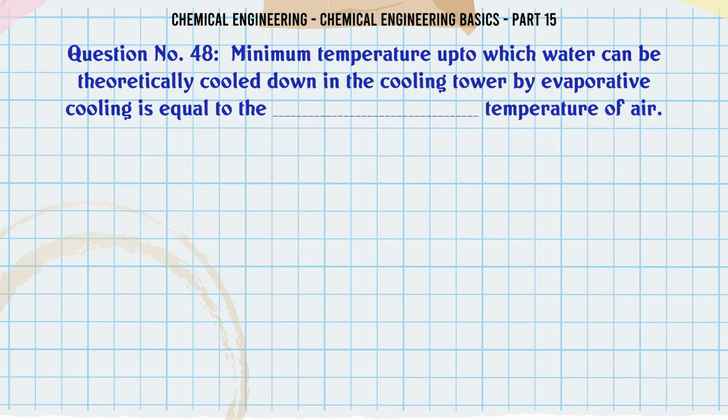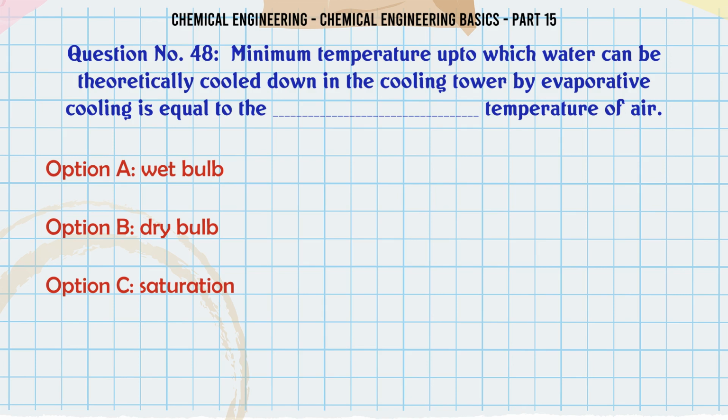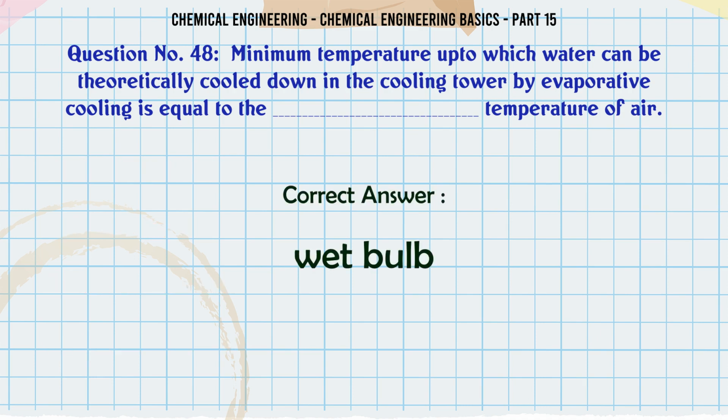Minimum temperature up to which water can be theoretically cooled down in the cooling tower by evaporative cooling is equal to the temperature of air. A. Wet bulb. B. Dry bulb. C. Saturation. D. Dew point. The correct answer is wet bulb.